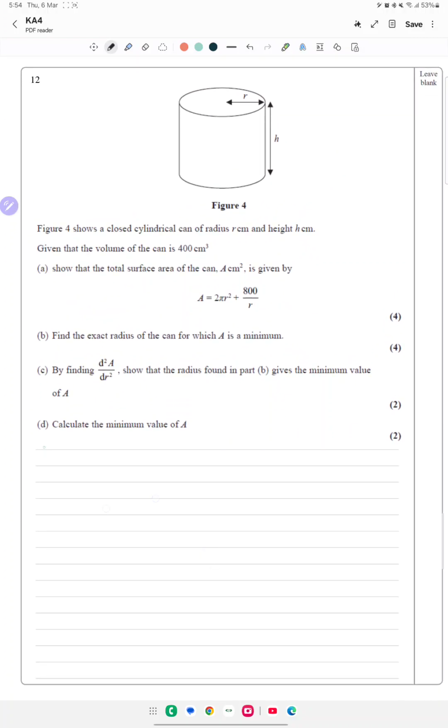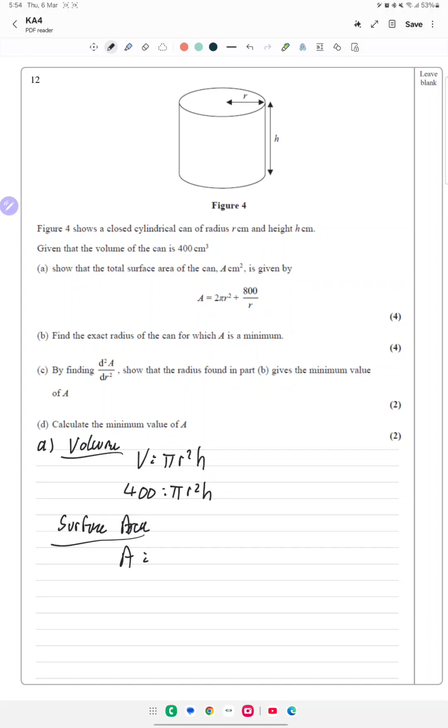we've been told the volume, so let's find a little equation for that first. So V is pi r squared h. So 400 is pi r squared h. Now, surface area. So we've got a lid and a base. So we're going to have two lots of pi r squared, two of those circle areas.